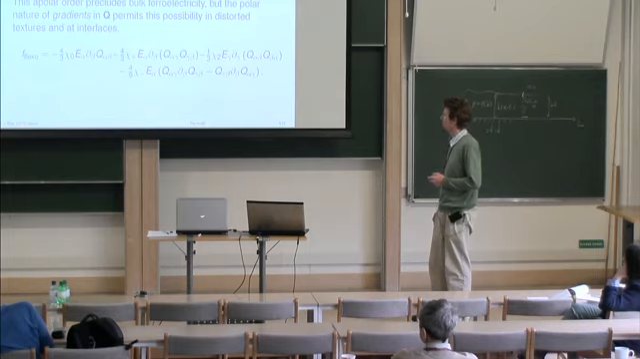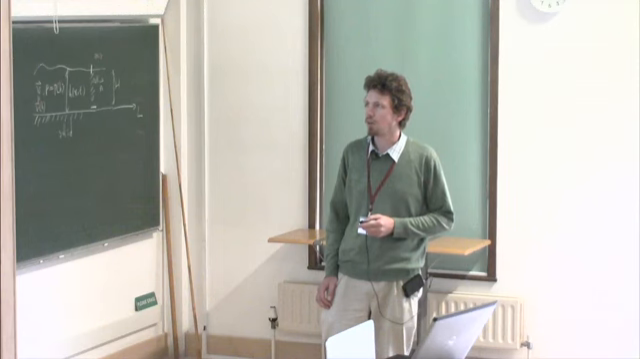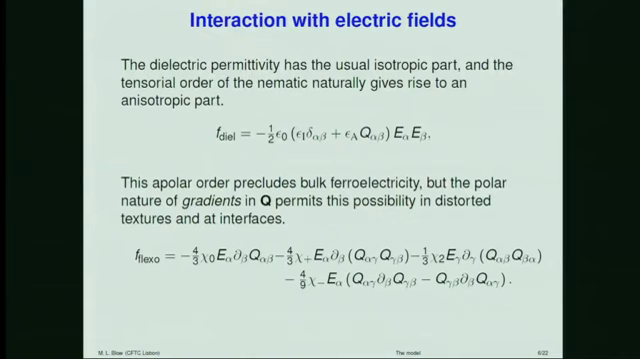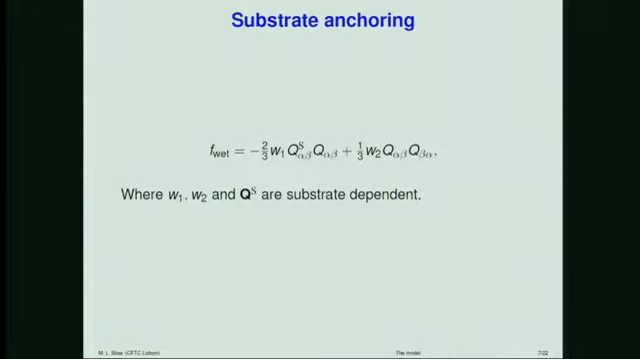And we know that a nematic liquid crystal, an apolar nematic, cannot be ferroelectric because there is no polar order, but gradients in the apolar order do permit a polarization which will then couple with an electric field, and there are actually 4 independent terms up to quadratic order in the coefficients. And finally we have a wetting energy.